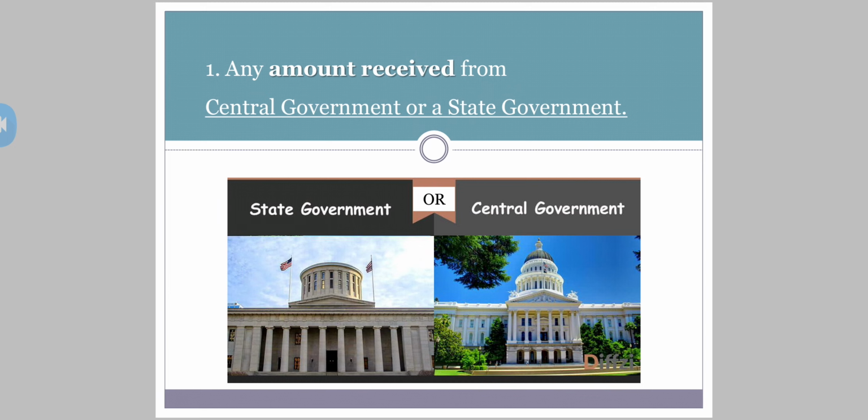See, the very first point: any amount received from the Central Government or a State Government. When the State Government or the Central Government gives any amount to the company, that amount will not be considered as deposit. This is the very first exception under the term deposit.